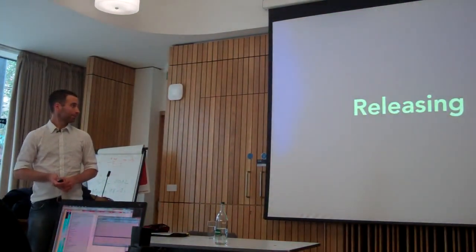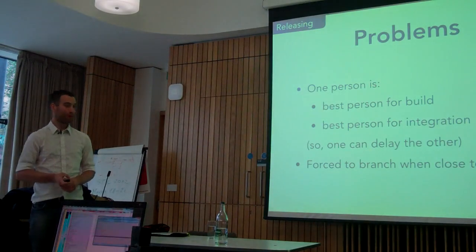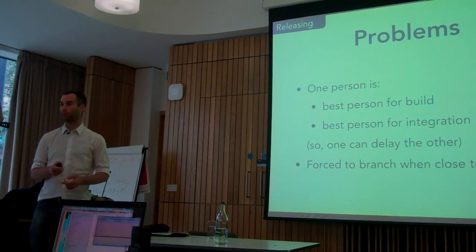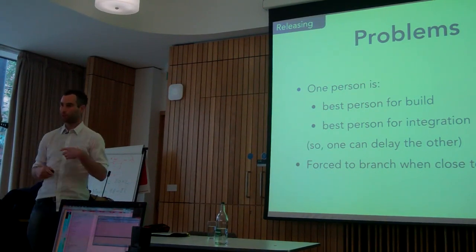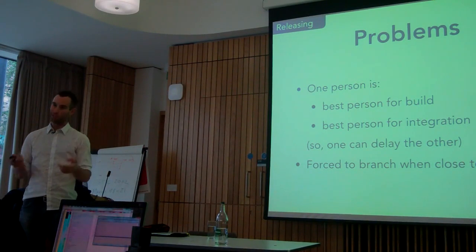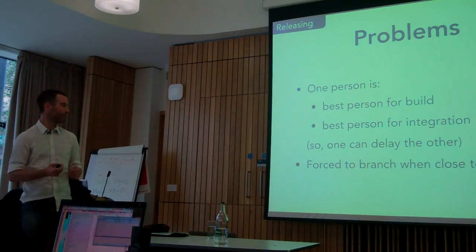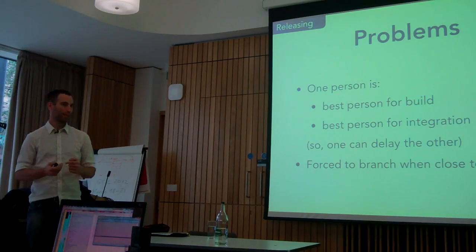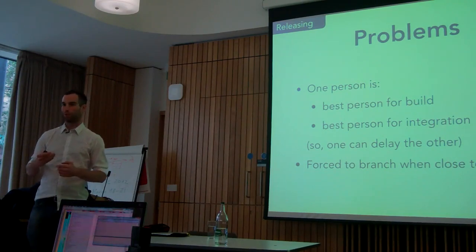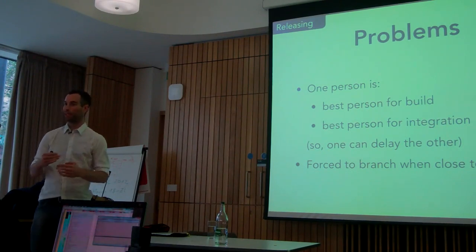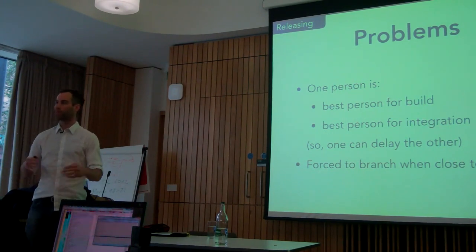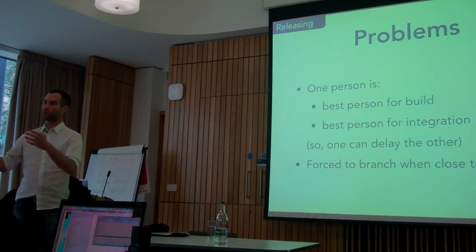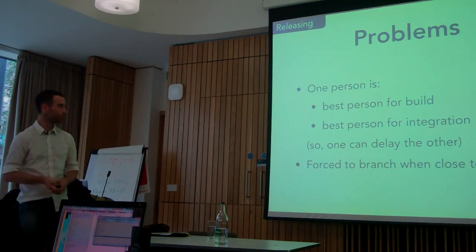And then finally, releasing. The main problem there is that we had one person who was doing it. That person was the best person to do the build and the best person to do the integration. And so when they were needed to do builds, integration wasn't happening. And when they were needed to do integration, the builds would get delayed. And then also, as we get close to release, you end up having a couple of weeks where, well, we're getting close to release, we don't want to introduce anything that's going to break, so suddenly we start branching. And then 2 or 3 weeks later, you're going to try to merge that stuff, and stuff's changed, because several people have been working on different branches, and they don't integrate.